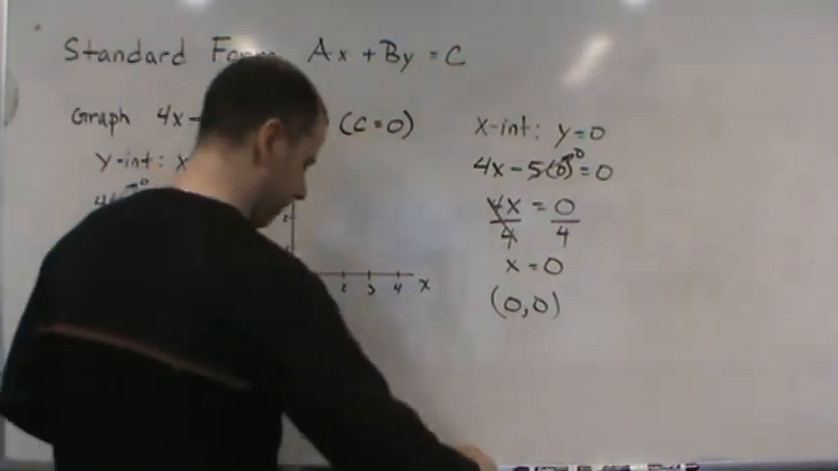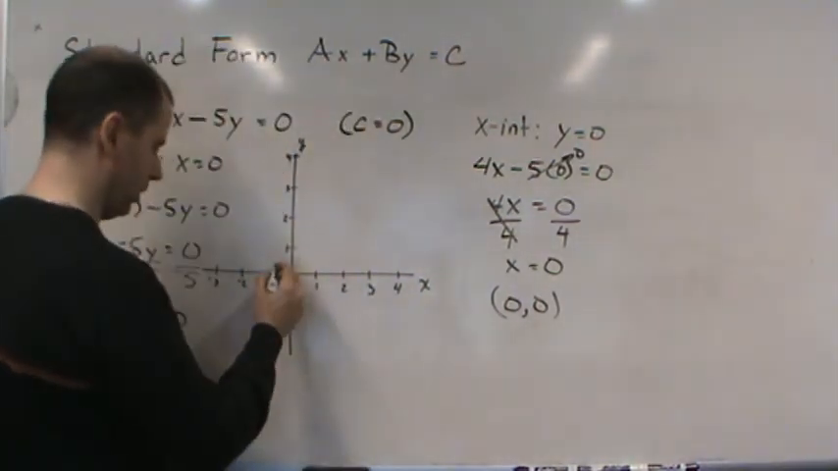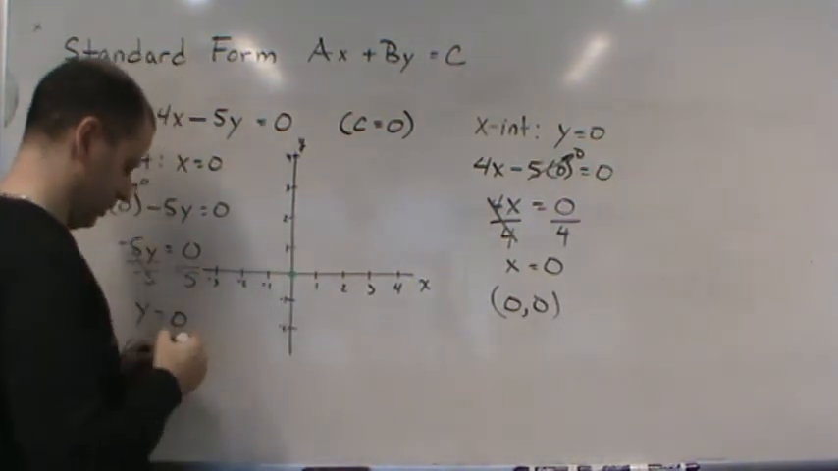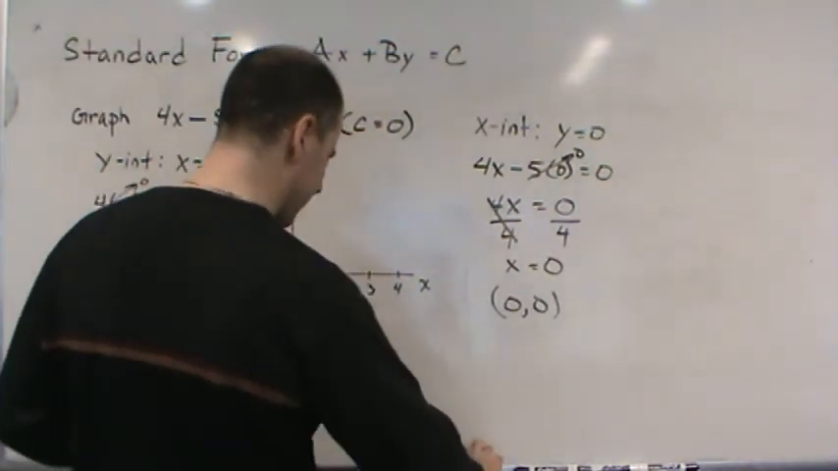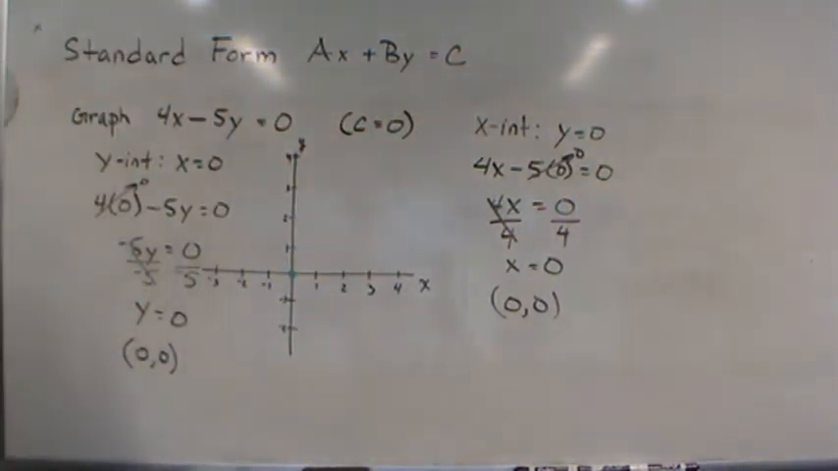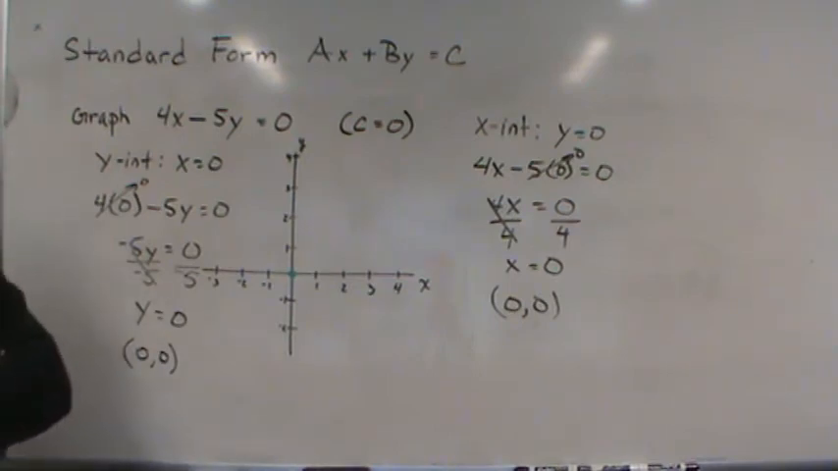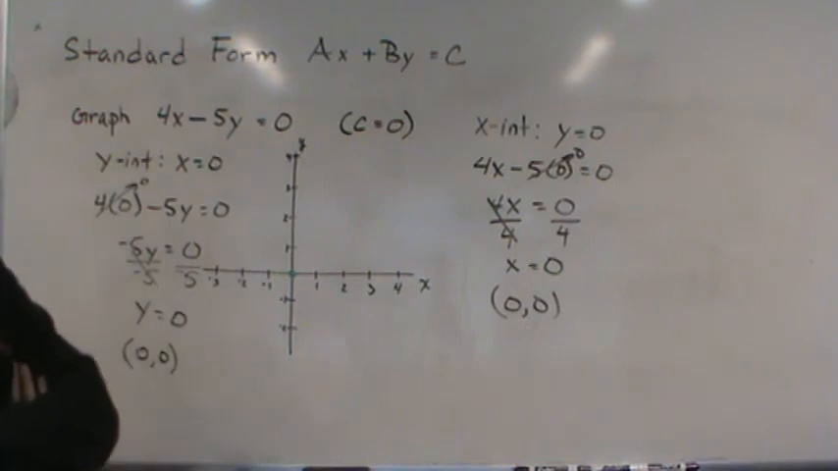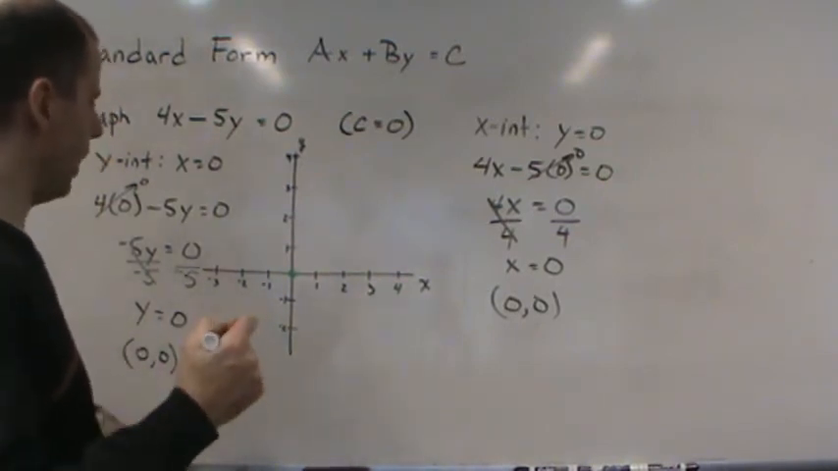So there's one point. Now in this case, normally the intercepts are different points on the graph. In this case, it's the same point, so we're going to need an additional point to sketch the graph of a line, a straight line, a linear function. So let's pick a number. How are we going to find that?